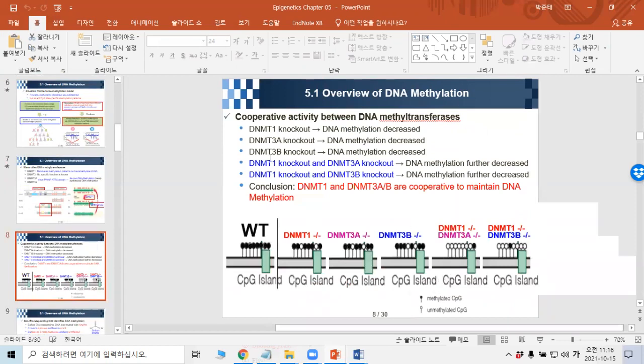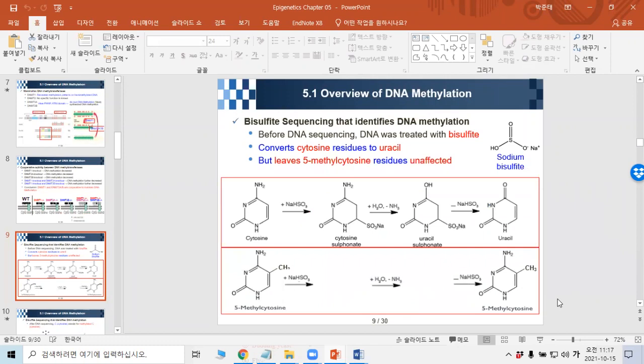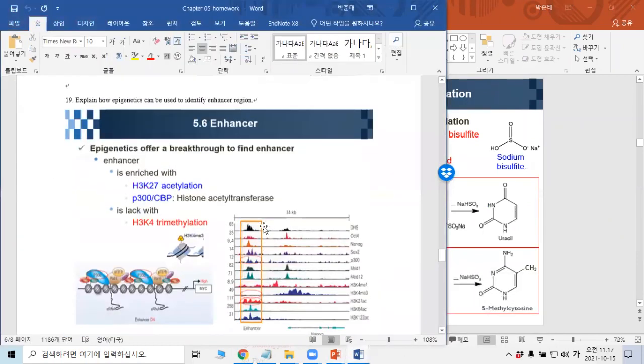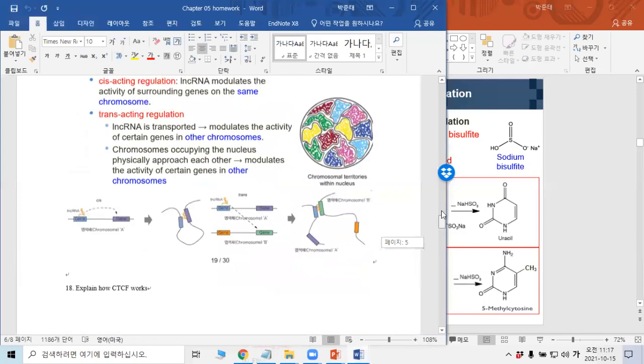And this is another mechanism. They have cooperative activity, and our question asked about this cooperative activity between the methyltransferases. So DNMT1 and 3A, 3B are cooperative to maintain DNA methylation. Okay, this is important: bisulfite sequencing. In the chapter 5 homework, we covered bisulfite sequencing.